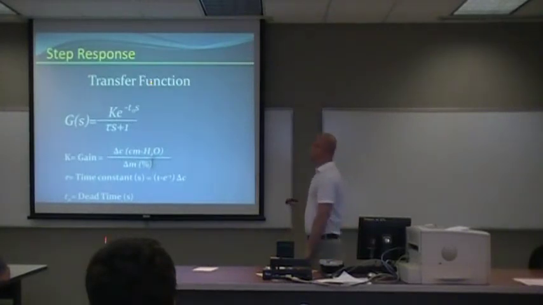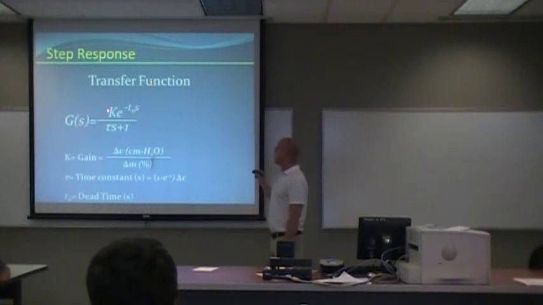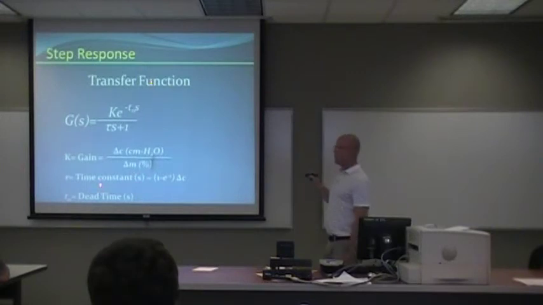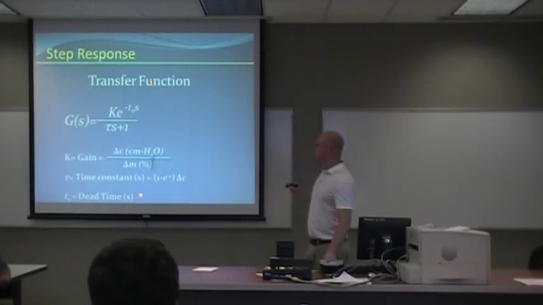Okay, for our step response, this is the goal. We were trying to get a transfer function for our step response, where gain is equal to the change in output over the change in input. Our time response, of course, is approximately 63.2% of the change in output. You take that output, and at the time that occurs, that's your time constant. Dead time is the time at which the system starts to change.